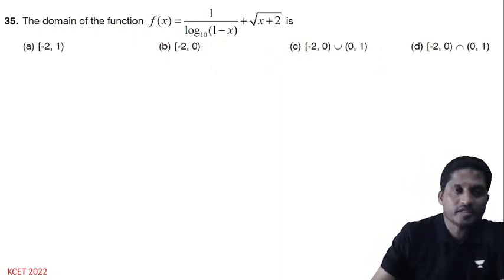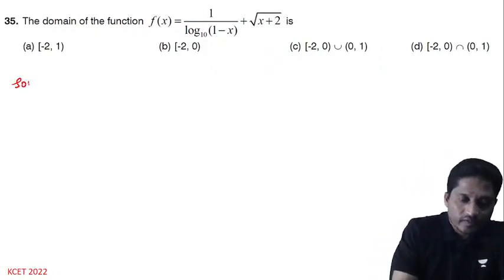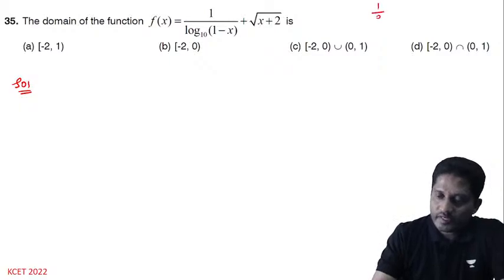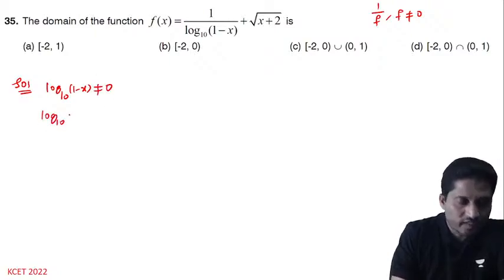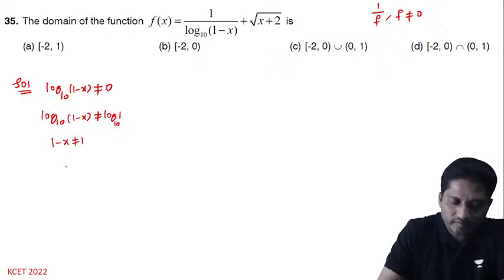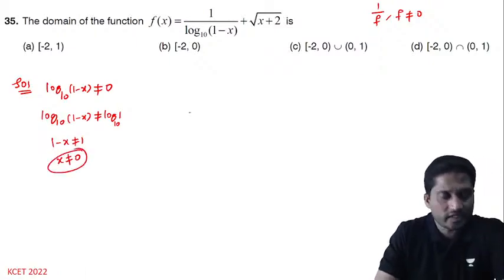The domain of the function: 1 by f is defined only when f is not equal to 0, right? So this means log of 1 minus x to the base 10 shouldn't be 0. That is, log to the base 10 of 1 minus x should not be equal to log 1, because log 1 to any base is 0 anyways. So 1 minus x should not be equal to 1, x should not be equal to 0. Okay, that's the first condition.